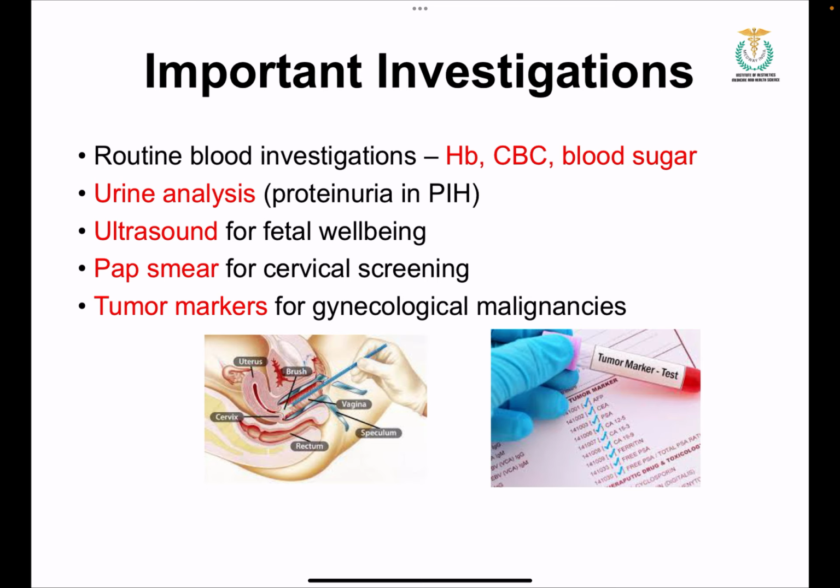Next is the tumor markers. Tumor markers like CA125 for any ovarian malignancies, especially in women with adnexal masses. That is very important. You should be aware of the tumor markers as an OBGYN. So all these investigations will help us in our clinical practice.